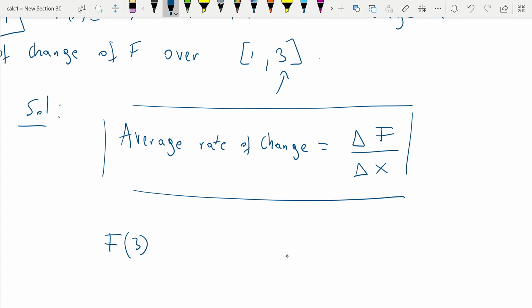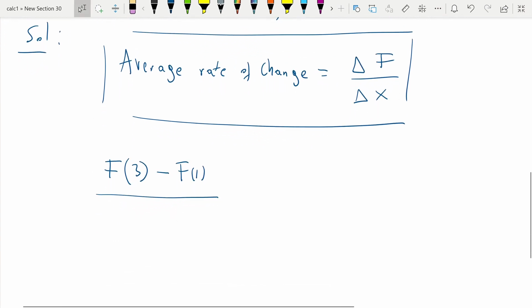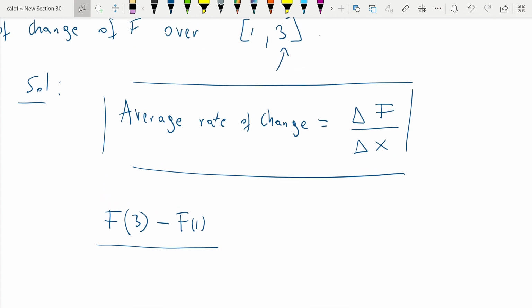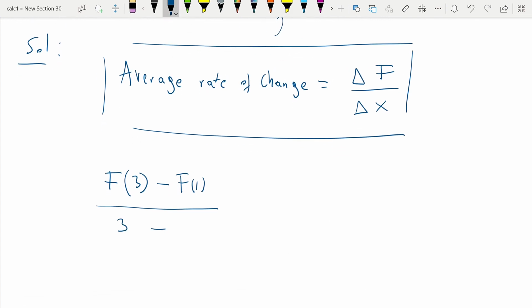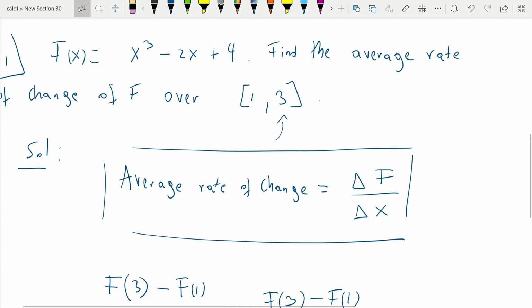f of 3, which is the endpoint, minus f at 1, and then divide that. So that's delta f, the total change in f over the interval. And then the change in x, well, you're going from 1 to 3, so you subtract 1 from 3, and this gives us f of 3 minus f of 1 divided by 2, because that's the difference between 3 and 1.